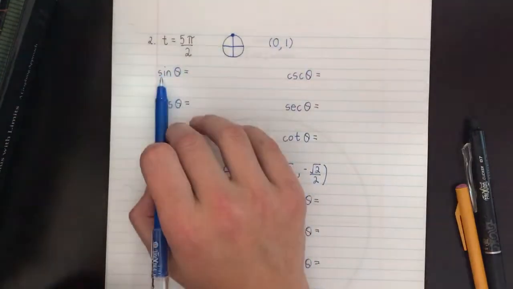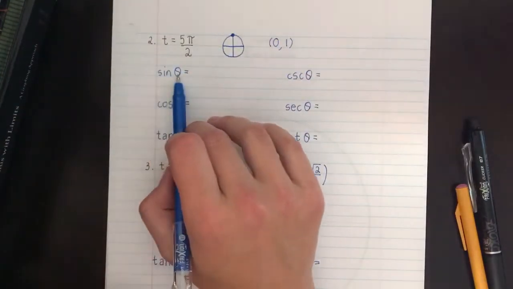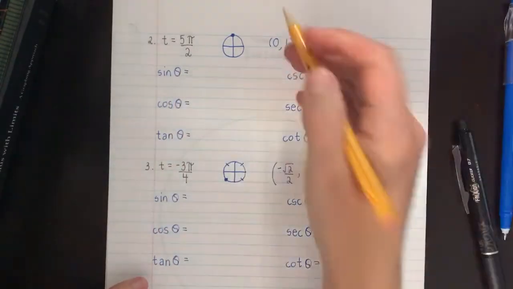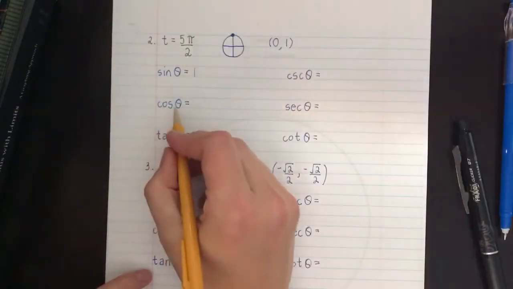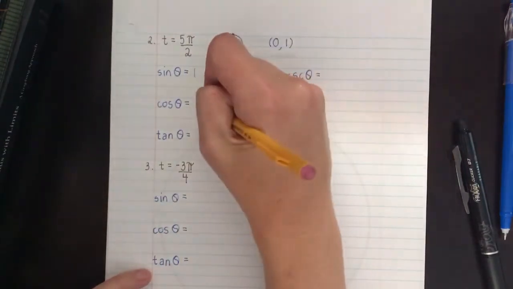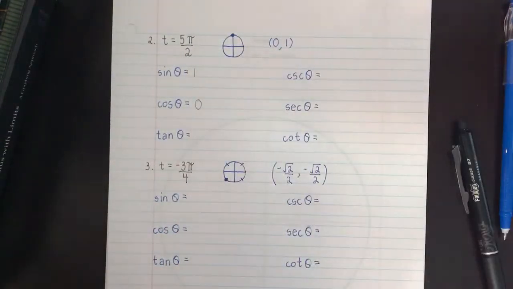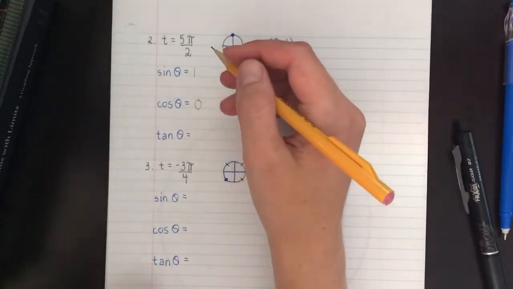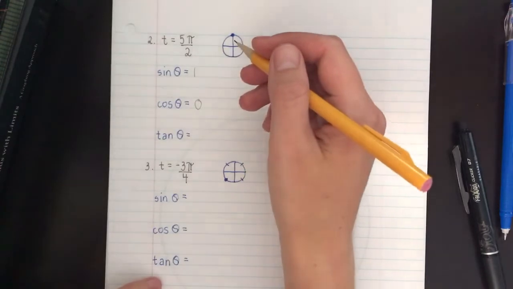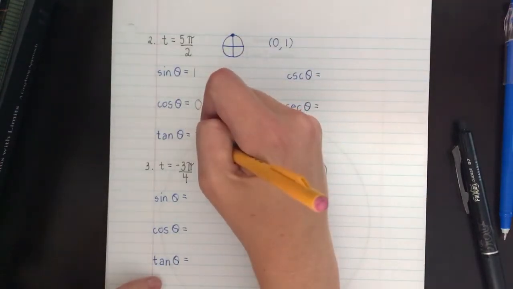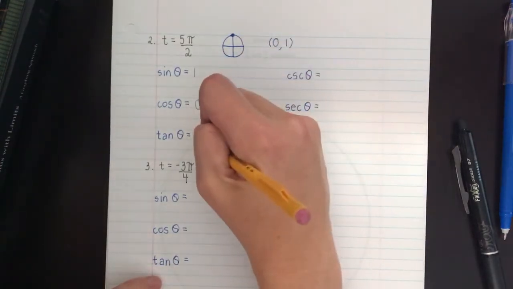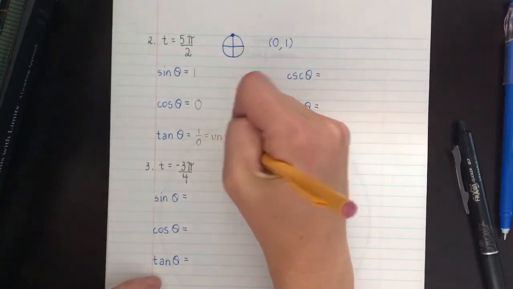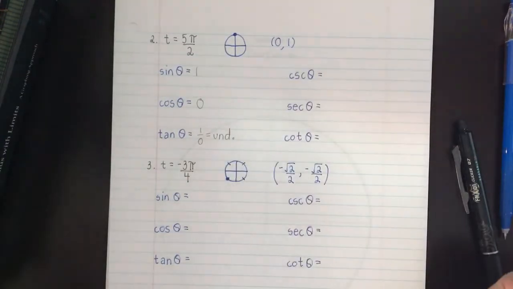The coordinate here at 5 pi over 2 is the coordinate 0, 1. Okay, so if I want sine of theta, remember that sine is your y. So I want the y value, so that's just 1. Cosine is x, so that's 0. Tangent of theta, remember, is y over x. Think about slope, change in y over change in x, so y over x. So 1 over 0. 0 underneath means undefined, so undefined for that one.